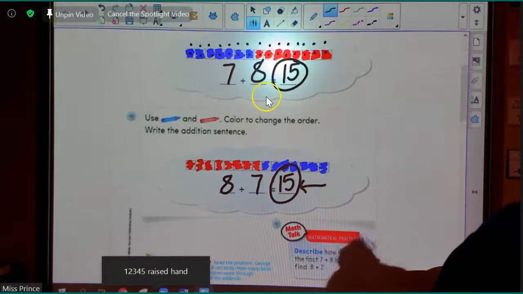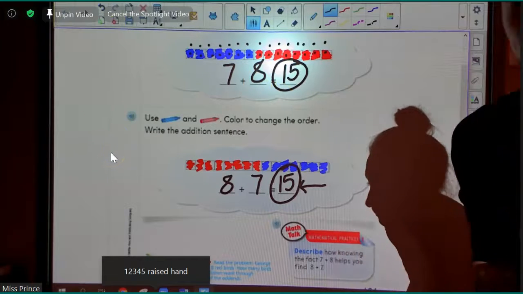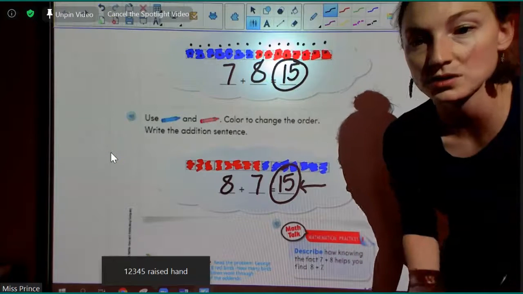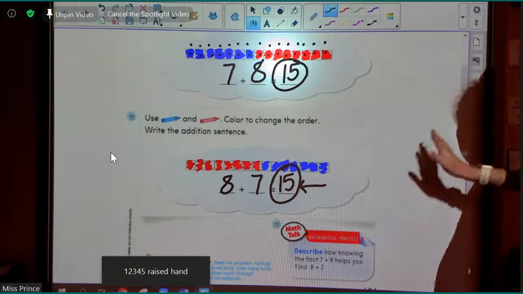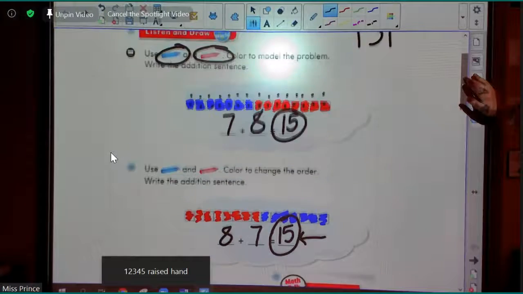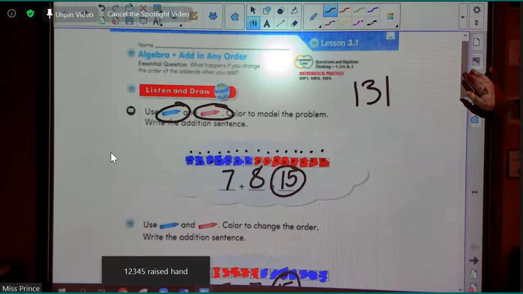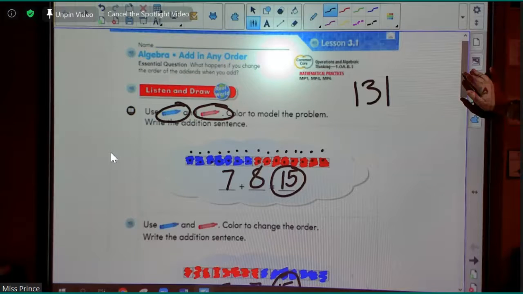Okay. All right. I see a 1, 2, 3, 4, 5. If that's you, Keela, I want you to go ahead and change your name. Keela, we are on page 131 in chapter 3.